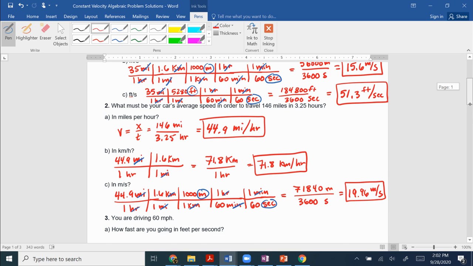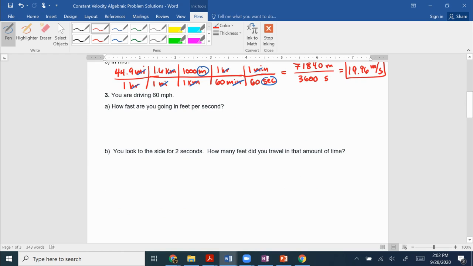All right, keep on going here. You are driving 60 miles an hour. How fast are you going in feet per second? Okay, easy enough. We got 60 miles in 1 hour. Man, we're getting good at this now. 1 mile is equal to 5,280 feet. 1 hour is equal to 60 minutes. 1 minute, 60 seconds.